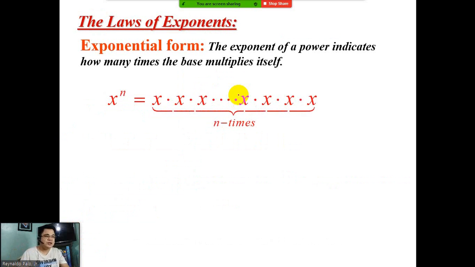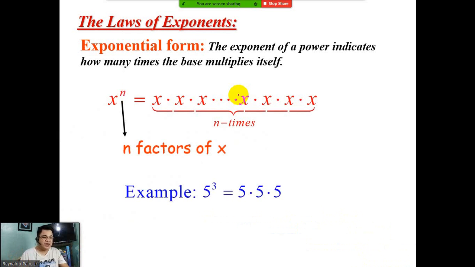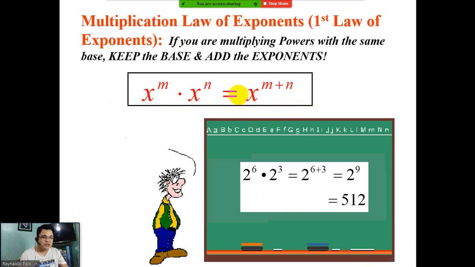The exponent of a power indicates how many times the base multiplies itself. Example, this is the general form: x raised to the power of n is equal to x times x times x and so forth. We're going to multiply x n times. It depends on the exponent. This is read as n factors of x. Example, 5 cubed means that we have 5 times 5 times 5.